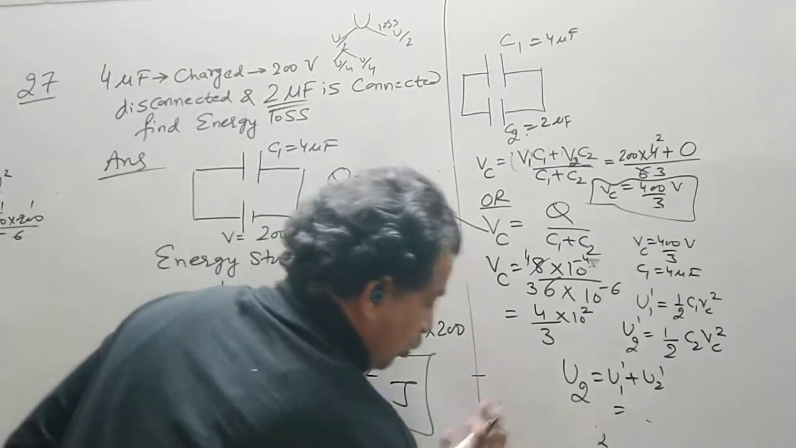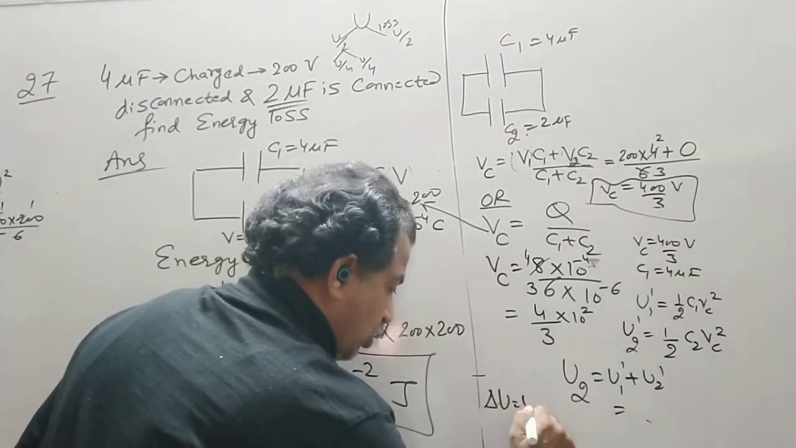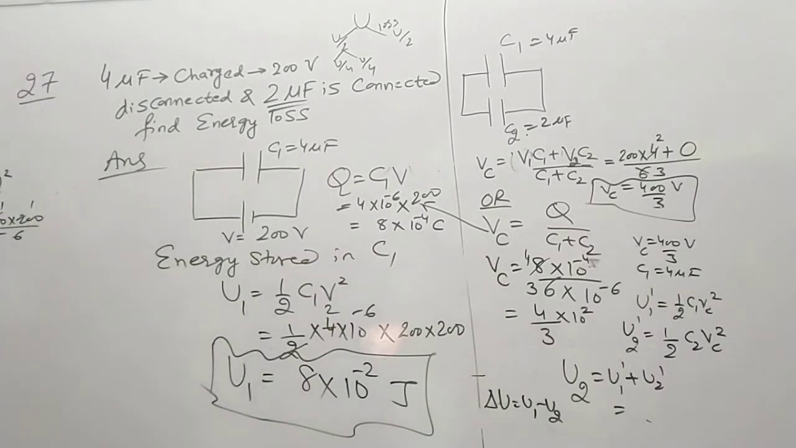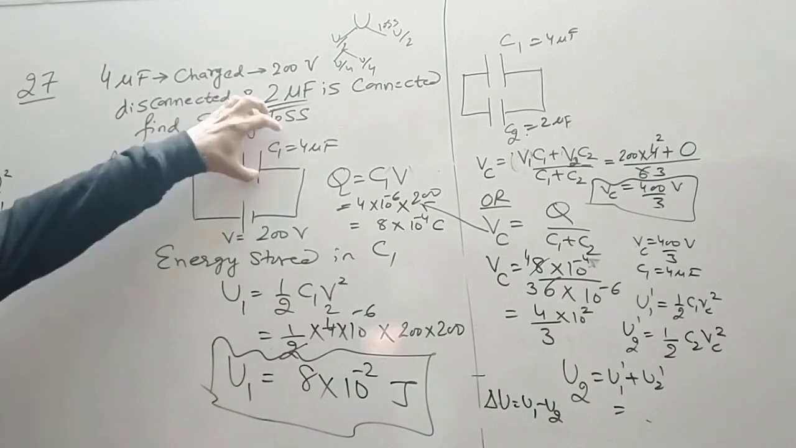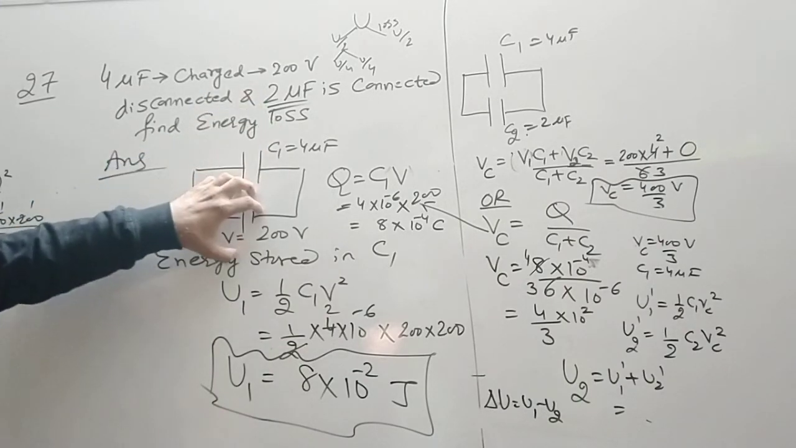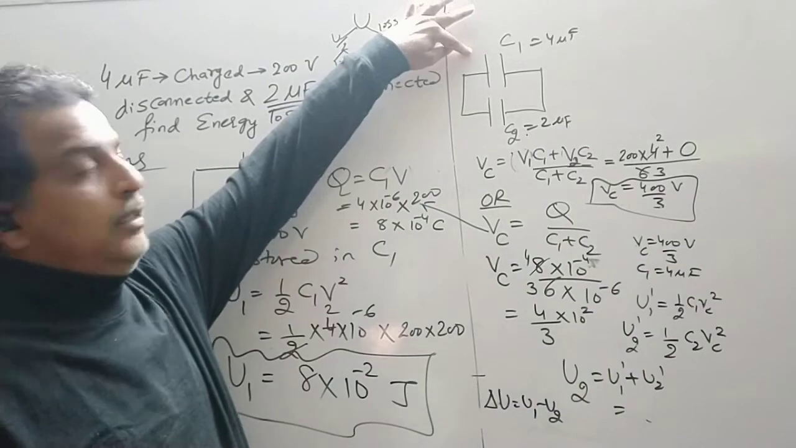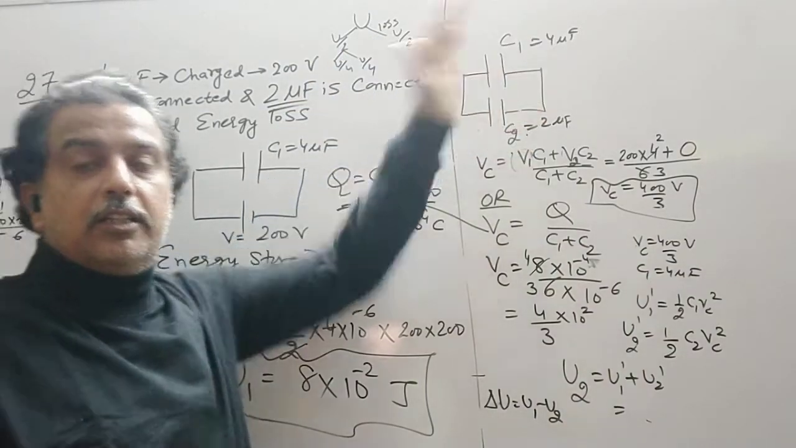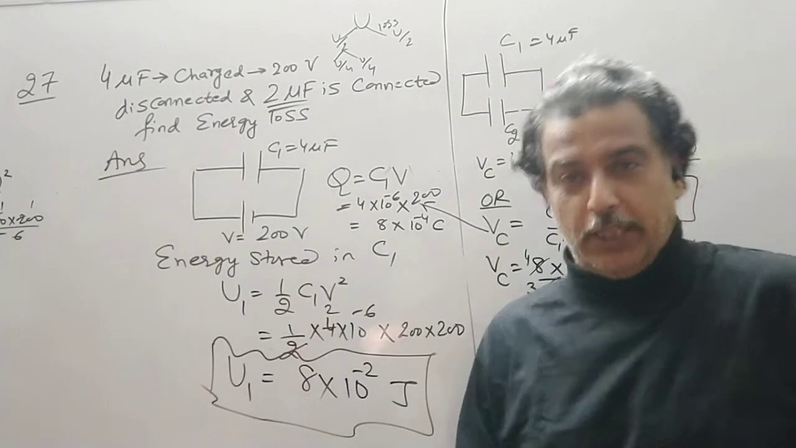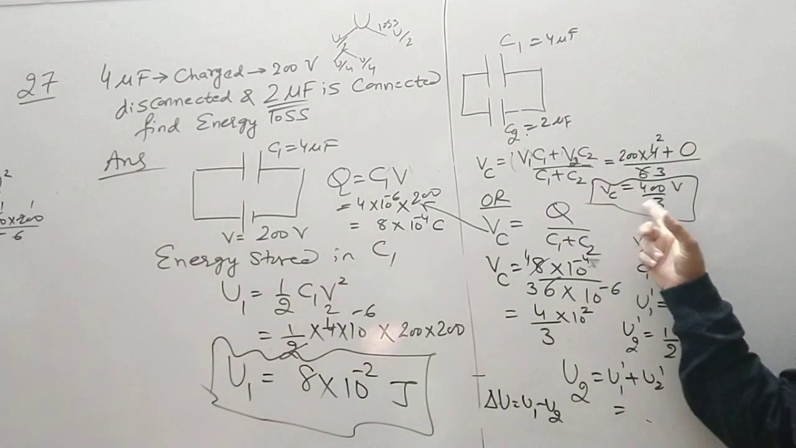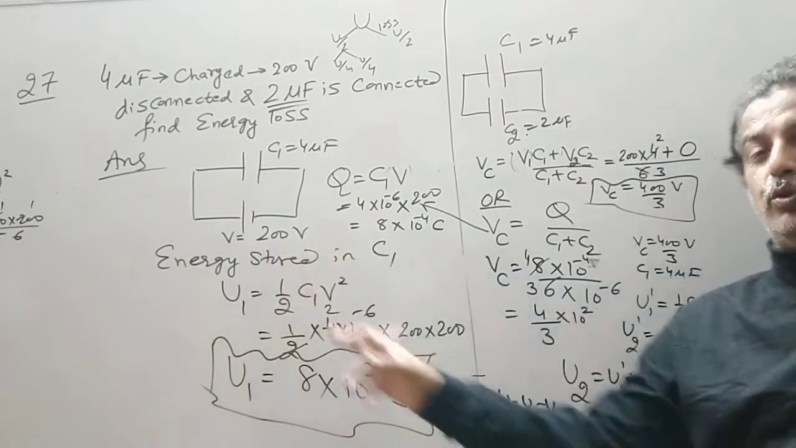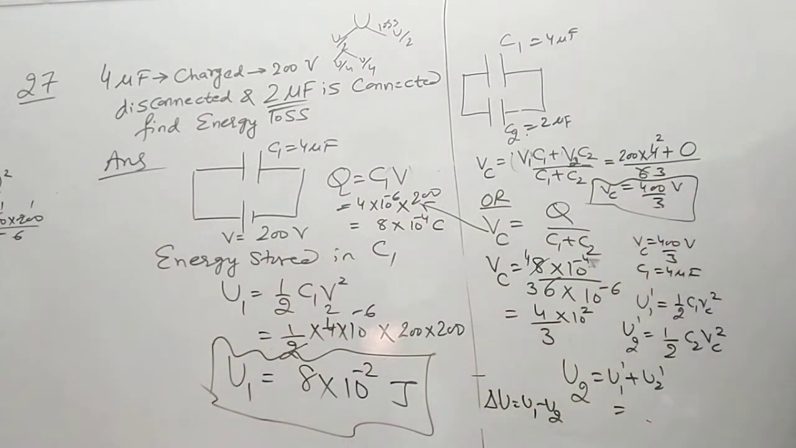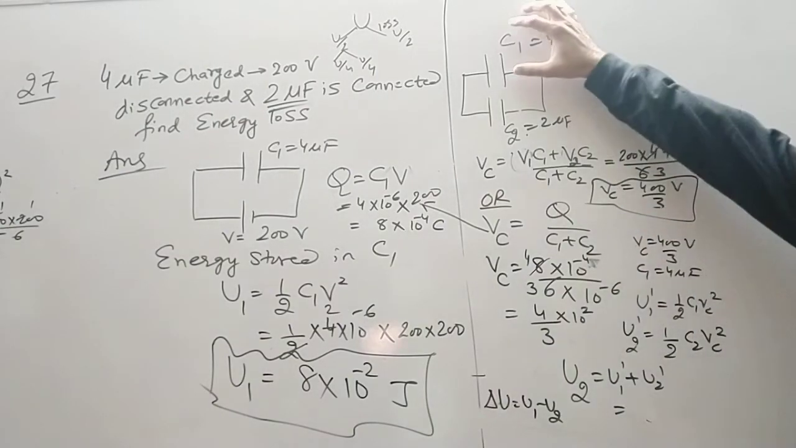So delta U is equal to U1 minus U2. I hope you understand all this. This was the energy stored in C1. The battery is disconnected, so its potential decreases and the other's potential keeps rising till they have the same potential. That same potential is 100 something; its potential has decreased from 200. It is 400 divided by 3, so it becomes 133, something like that. So both have 133.